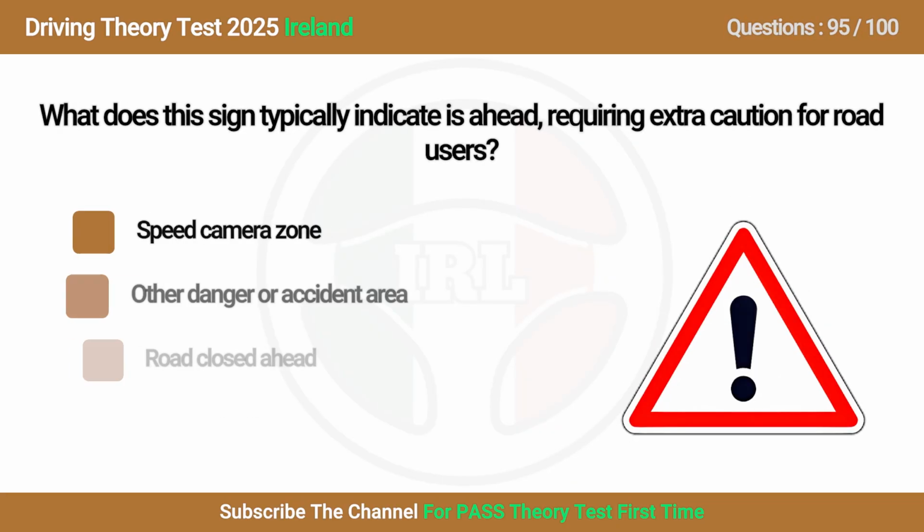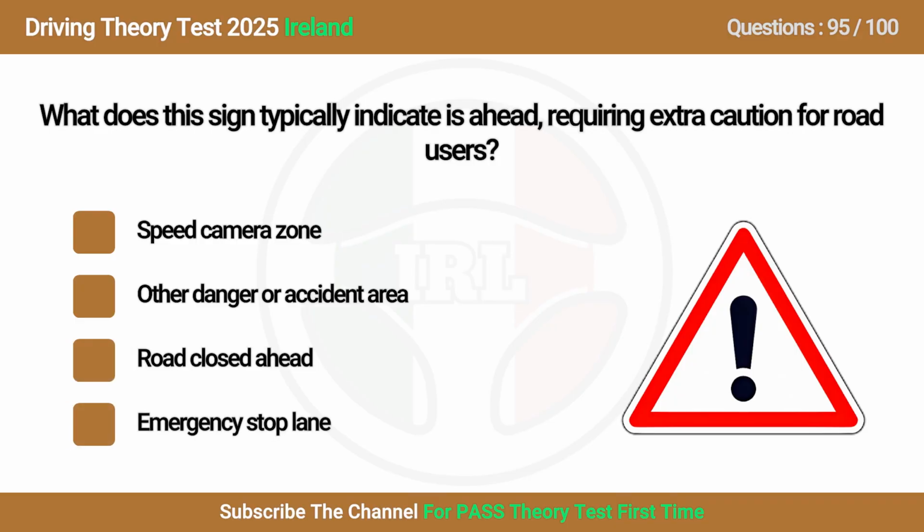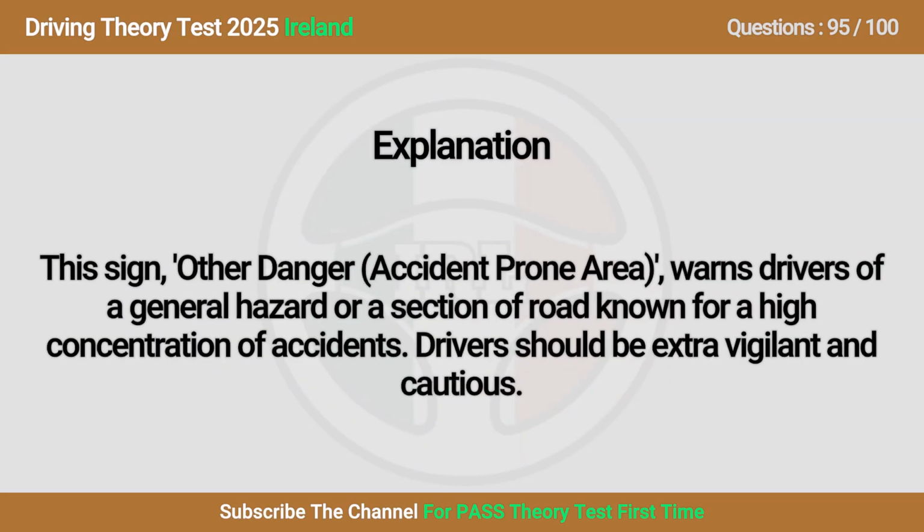Question 95. What does this sign typically indicate as ahead, requiring extra caution for road users? A. Speed camera zone. B. Other danger or accident area. C. Road closed ahead. D. Emergency stop lane. Answer is B, other danger or accident area. This sign, other danger accident prone area, warns drivers of a general hazard or a section of road known for a high concentration of accidents. Drivers should be extra vigilant and cautious.